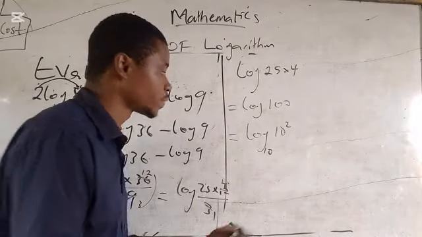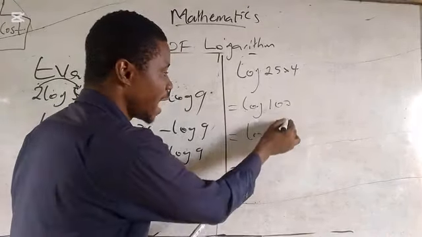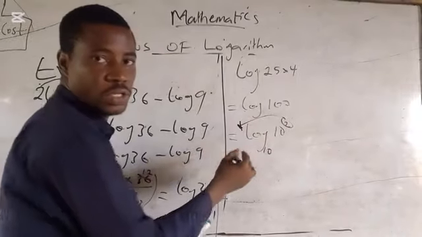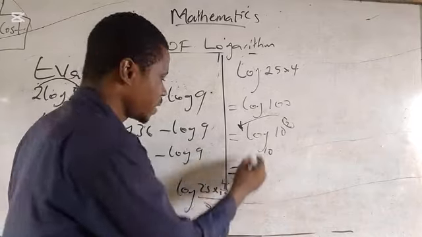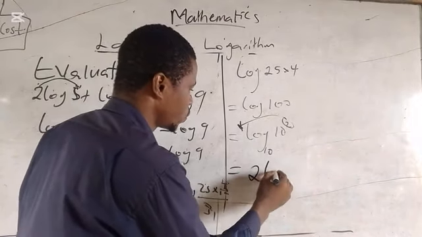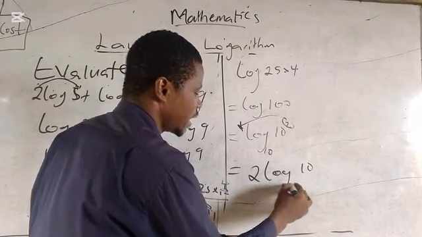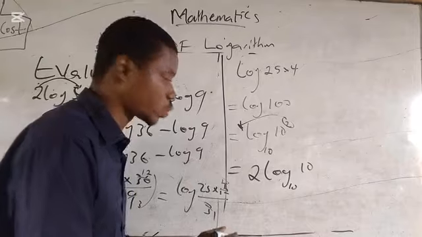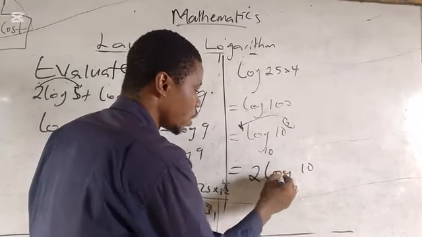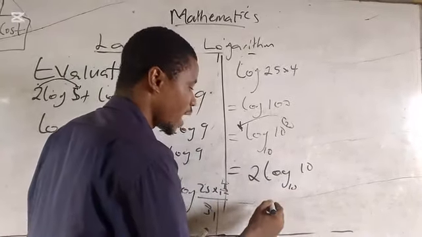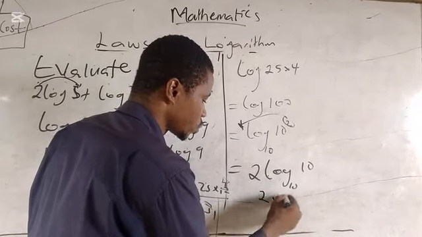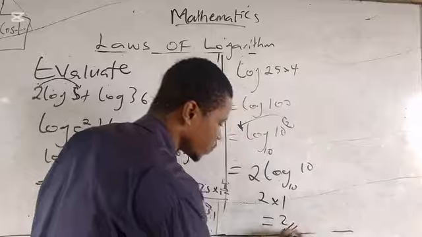Okay? So knowing fully well that this is base 10, I can bring back this power according to that law. So if I bring back the power, I have 2 log 10 base 10. Remember, logarithm to its own base is 1. So log 10 base 10 will give me 1. So I have 2 times 1, and everything is equal to 2.